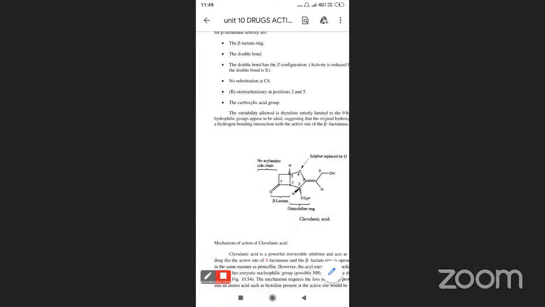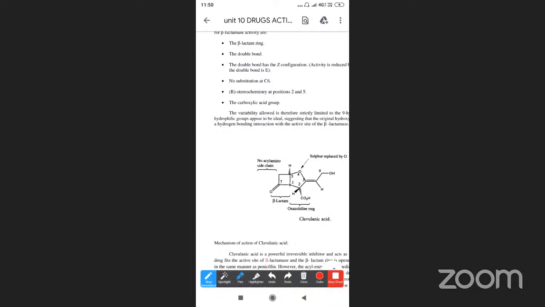Next, no substitution at the C6 group here, right? So where is the 6 here? Okay, yeah, here, right? In the penicillin structure, the acyl side chain is there. Here the acyl side chain RCO-NH group is there in the penicillin, but in the clavulanic acid there is no side chain here. There is no acylamino side chain, that is removed.